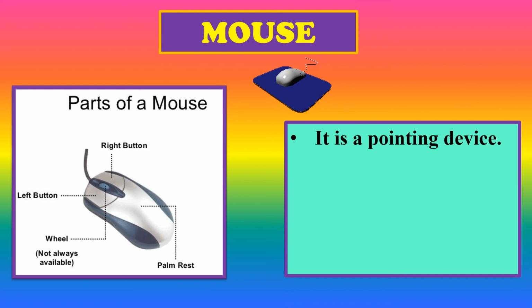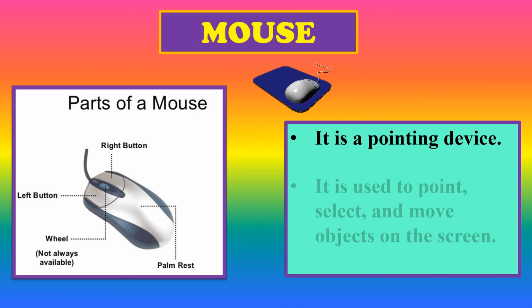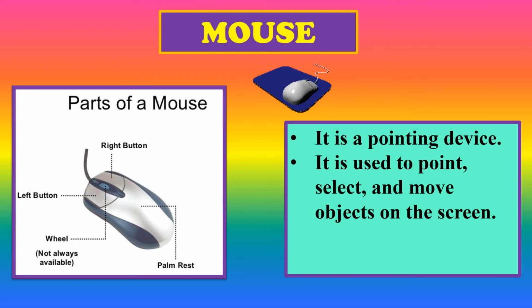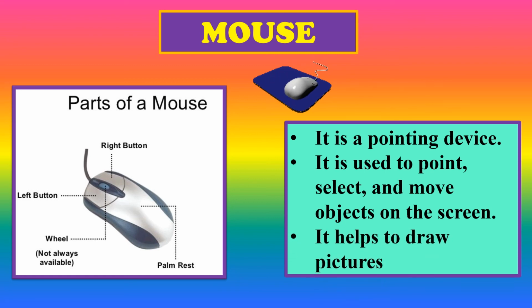Now mouse is a pointing device. Why it is called a pointing device? Because it is used to point, select and move objects on the screen. Now children, when you move the mouse with your hands, you see your pointer on the screen is also moving in the same direction. So because of this, we are able to draw pictures on the screen. You have drawn pictures using Tux Paint. So that is done with the help of mouse only, right? You move your mouse in the direction in which you want to draw and the mouse draws accordingly.